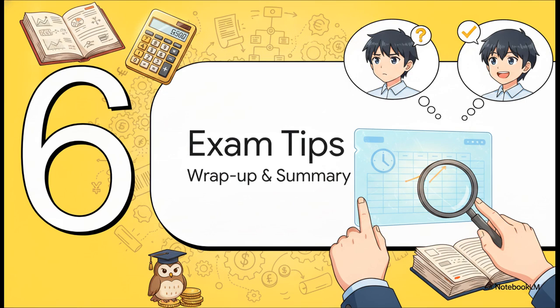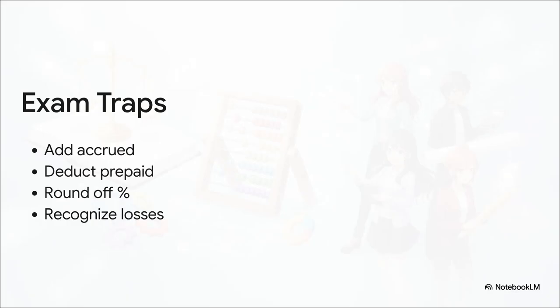And finally, section 6, exam tips and wrap-up. You guys are doing so great. Let's just wrap this up by looking at some common student mistakes. Please, whatever you do, don't fall for these exam traps. Number 1, always remember to add your accrued wages and expenses straight to the debit side. Number 2, deduct those prepaid expenses by putting them on the credit side.